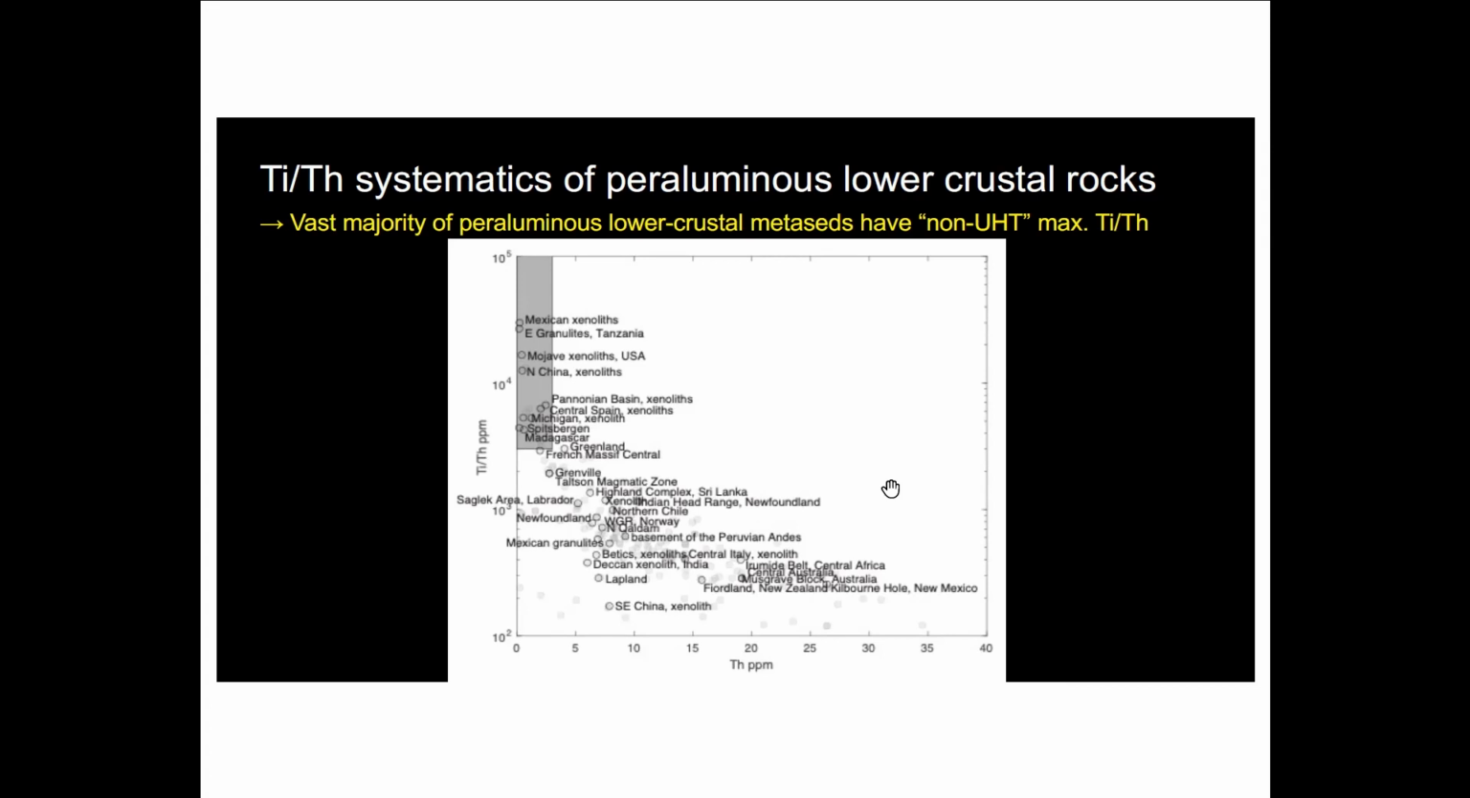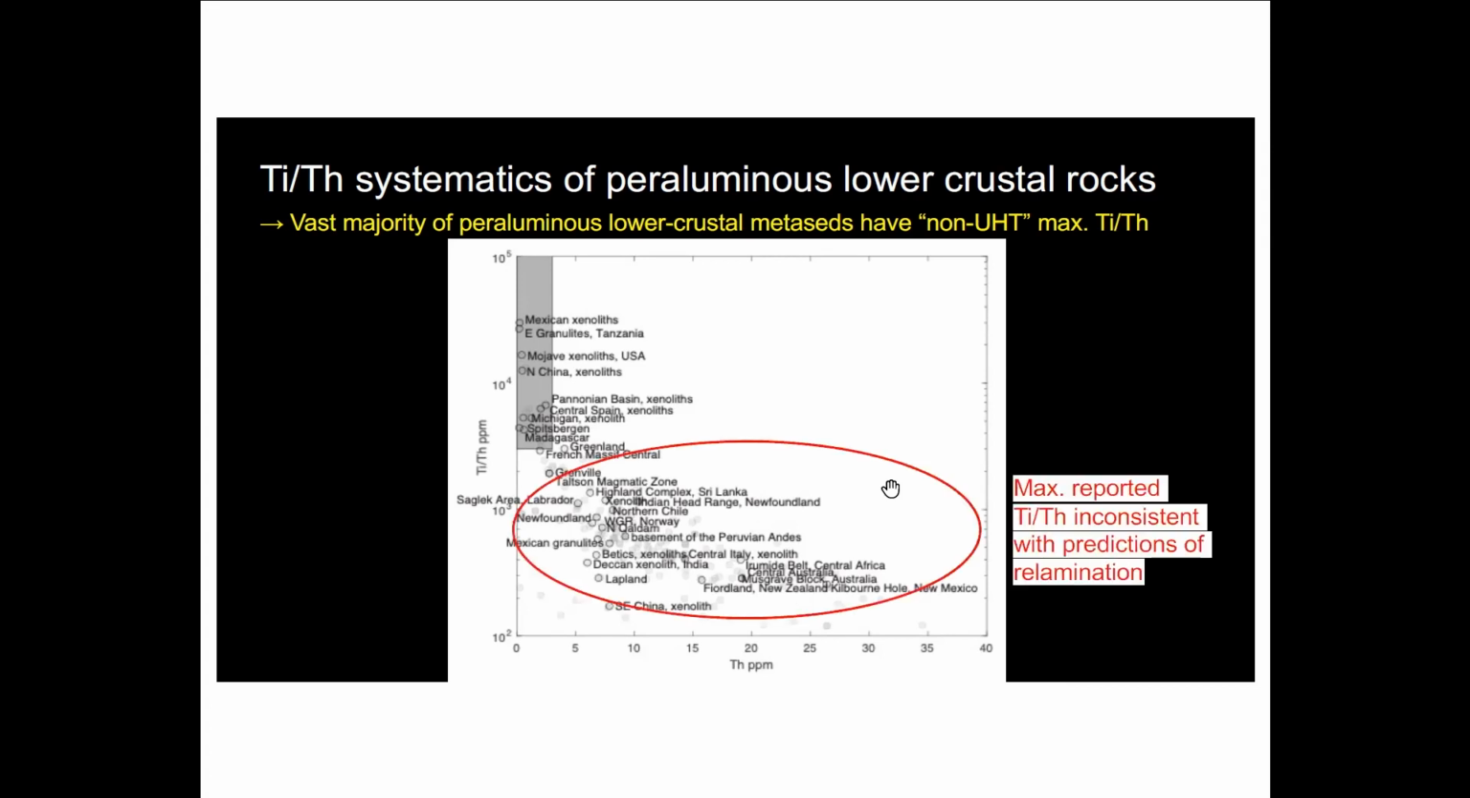So this doesn't, as much as we can infer a tectonic process from a bulk rock ratio, discriminate against relamination. But what it does allow us to say is that certainly the maximum values of titanium-thorium for the majority of these lower crustal rocks are inconsistent with interactions with the mantle wedge.